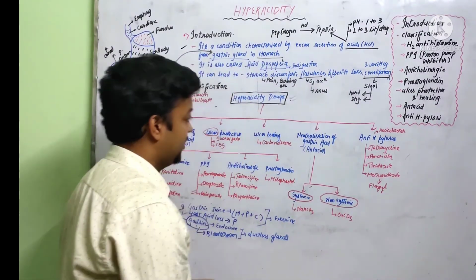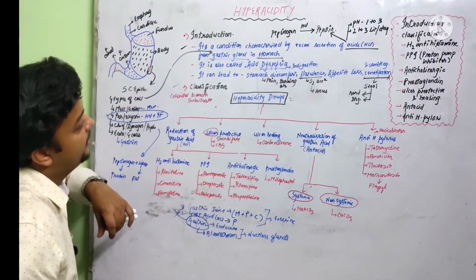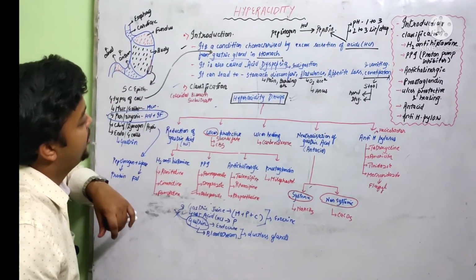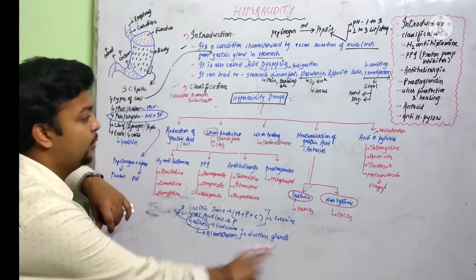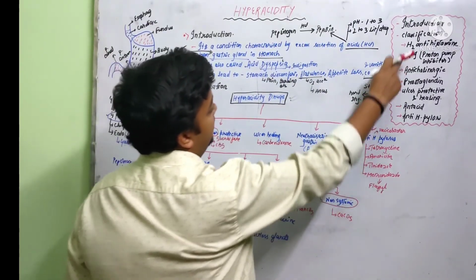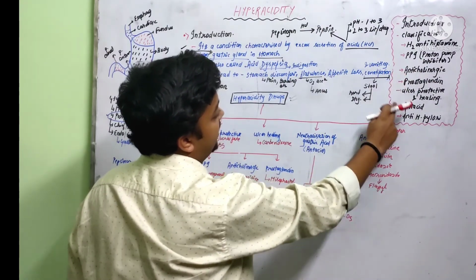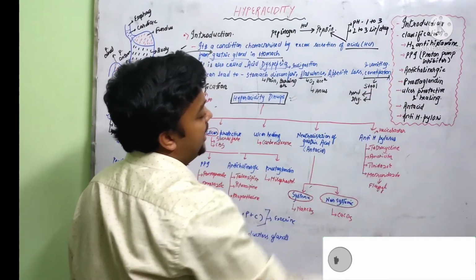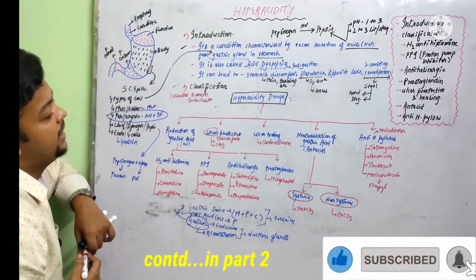Okay, so this is all about the drugs of the hyperacidity, right? So if a question comes, start with the introduction, write the 3 points, then go for the classification, and you have to make this whole flow chart. Okay, and after that, in short, we'll discuss this whole H2 antihistamine, proton pump inhibitors, anticholinergic, prostaglandin, ulcer protective, antacid, and the anti-H pylori. So let us now move on to the next topic, that is the H2 antihistamine.